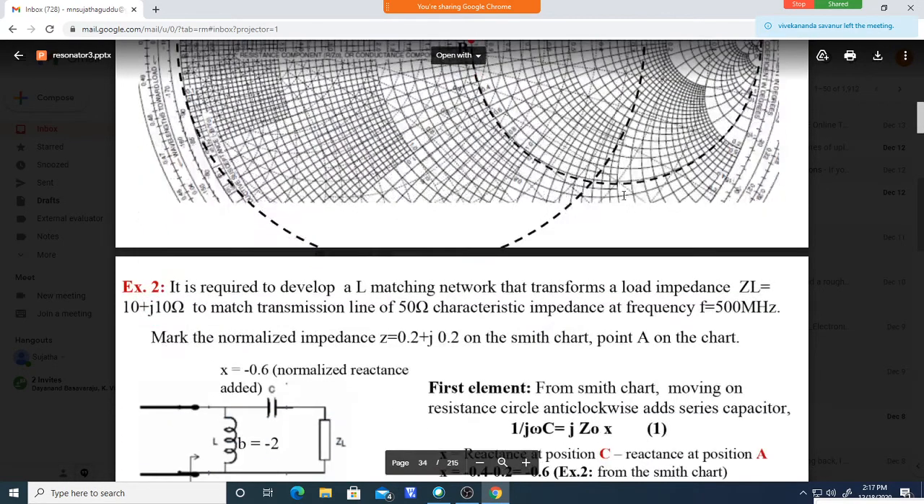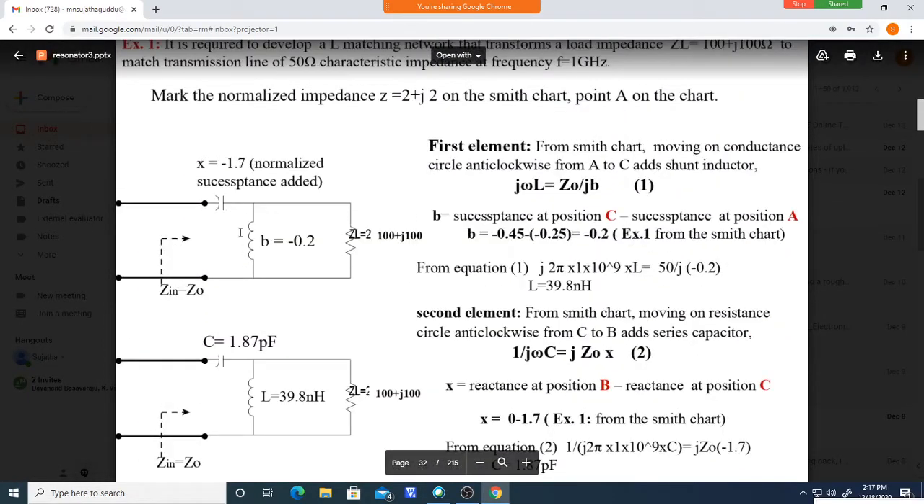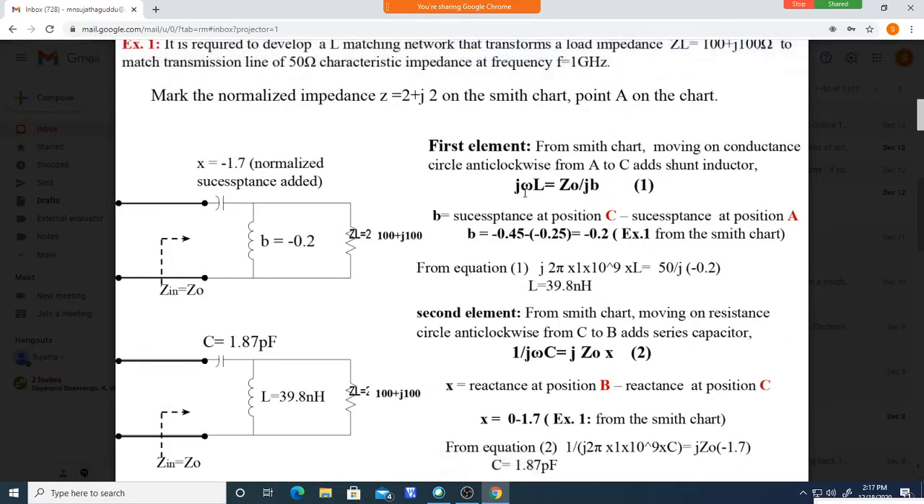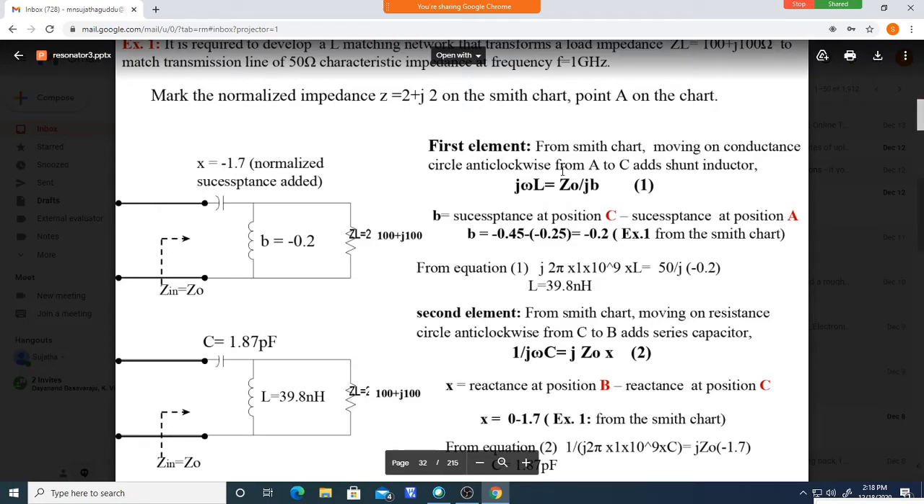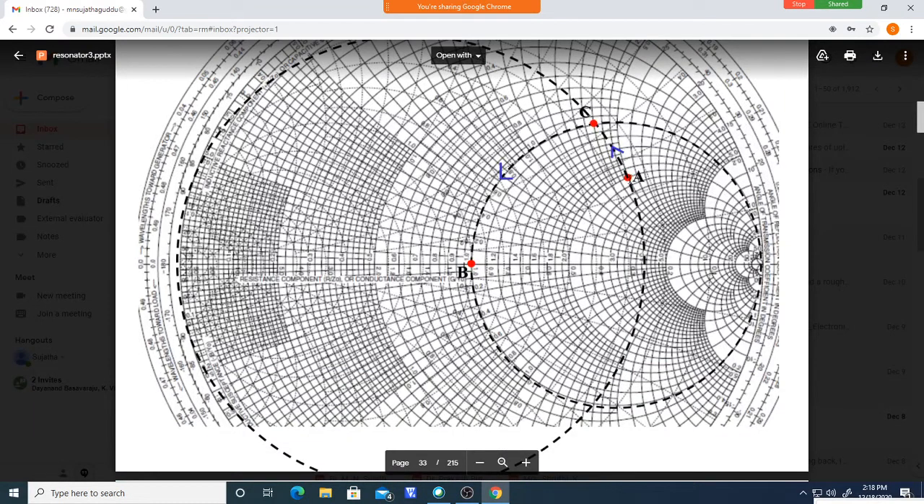So you can get the value of that shunt inductor. How do we calculate it? j omega L equals Z naught into B. You should find out the value of B. To find the value of B, you find the susceptance at position B and the susceptance at position A. This shunt element was added by moving like this.